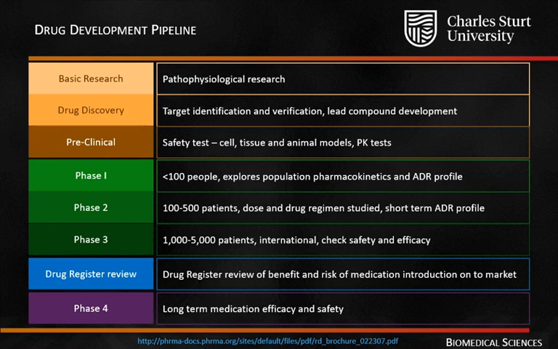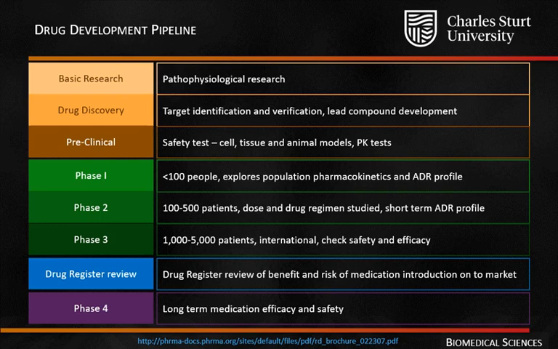Then there's a preclinical phase where we're looking at safety testing. Cell and tissue and animal models might be used to test the lead compounds and to rule them in or rule them out. And this will also include pharmacokinetic testing to make sure that it's actually usable as a drug, not just does what it's meant to do, but actually gets to where it needs to go.